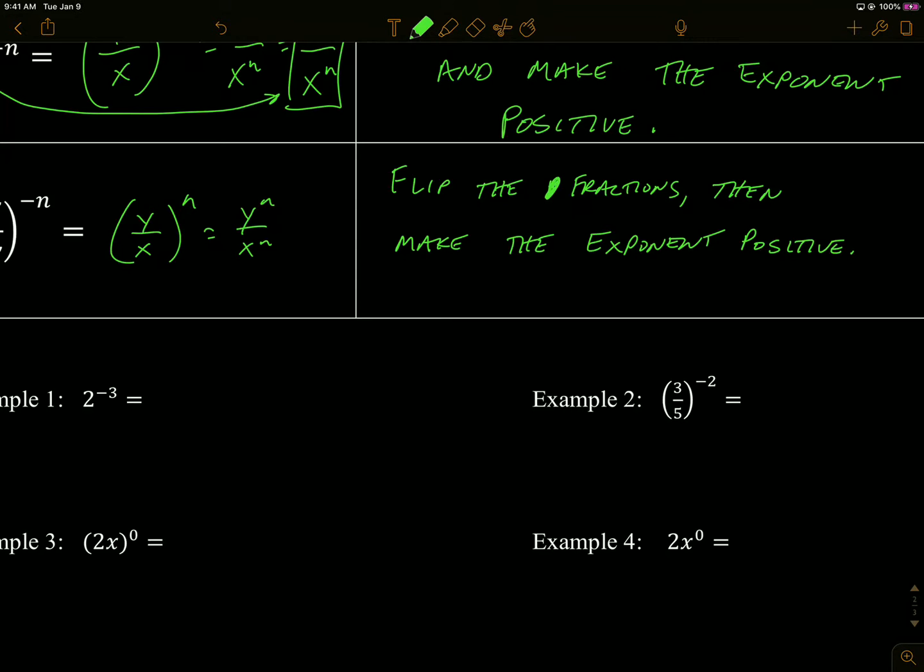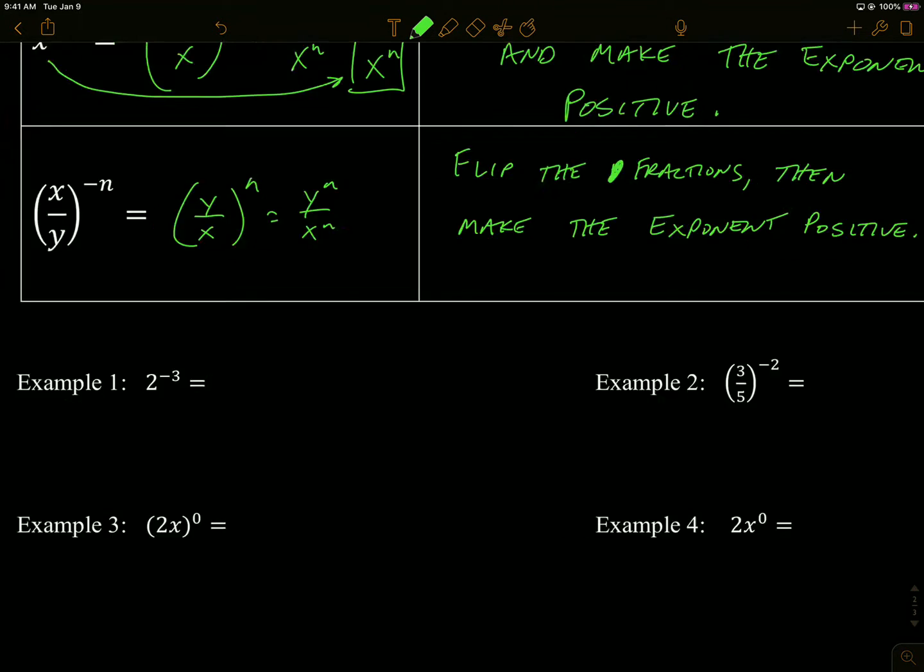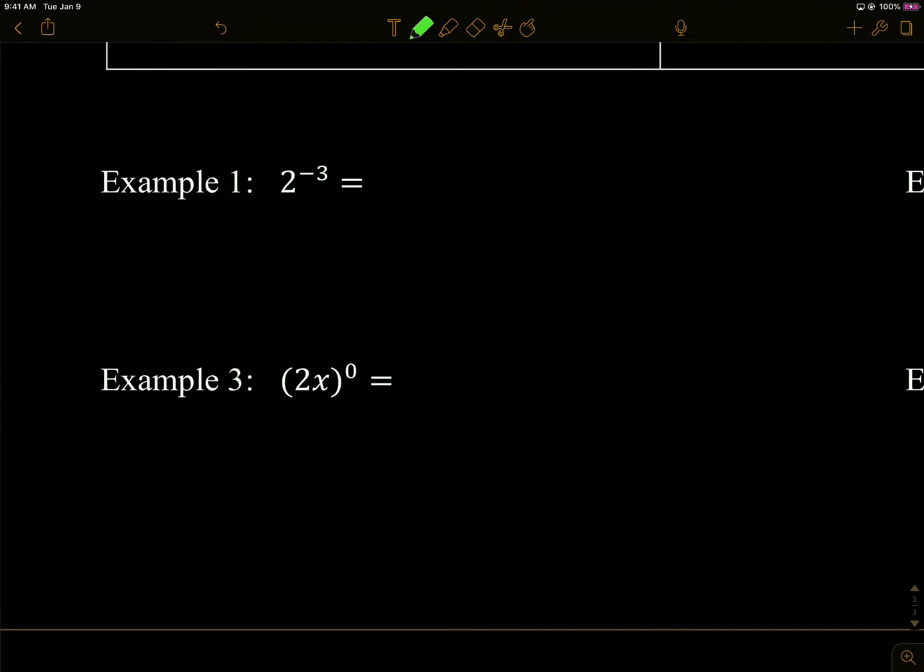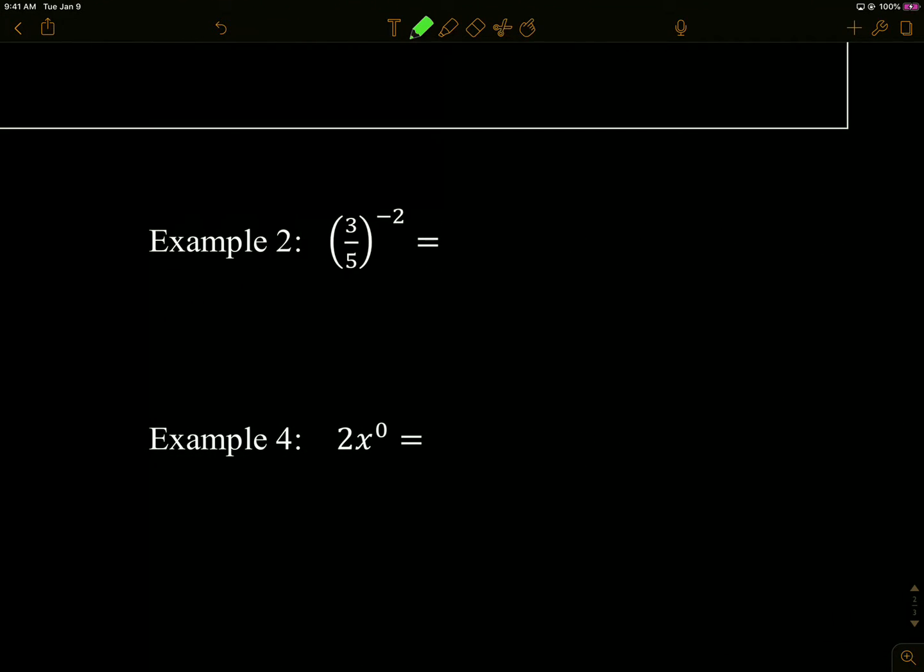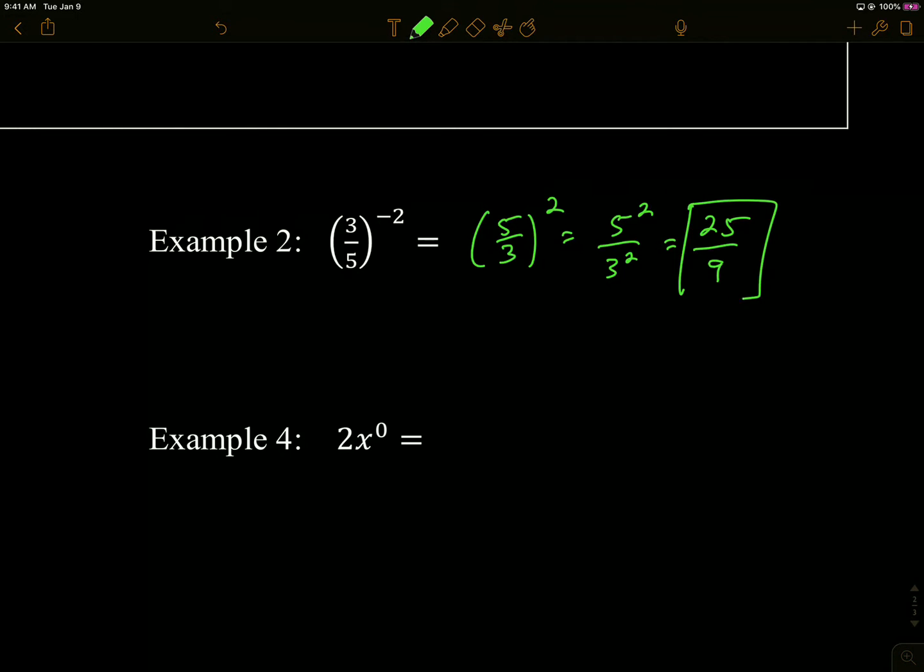All right, so we're going to do some examples here together. So 2 to the negative 3: that means put the base in the denominator and make the exponent positive. So now that means 1 over 2 times 2 times 2, which is 1/8. Example 2: if I have a negative exponent of a fraction, we make the exponent positive, but we flip the fraction, and then that means 5 squared over 3 squared. So that means we have 25 over 9, right? So we made the exponent positive and we flipped the fraction.